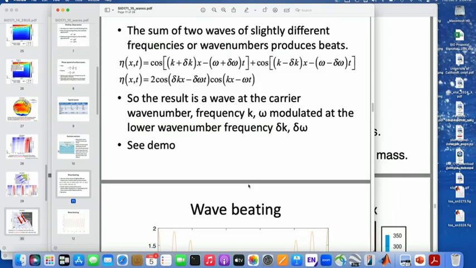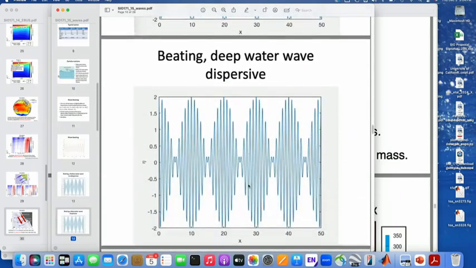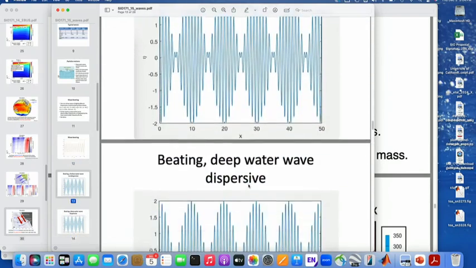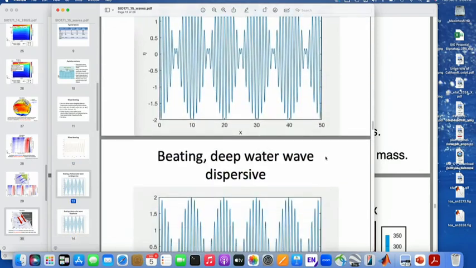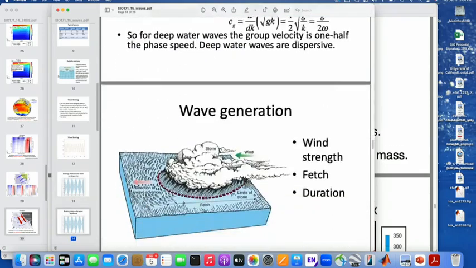All right, so then we talked about dispersive and non-dispersive waves. For a non-dispersive wave, that's one where the group and phase speed are the same. A dispersive wave is where they're different. And we talked a little bit about that.